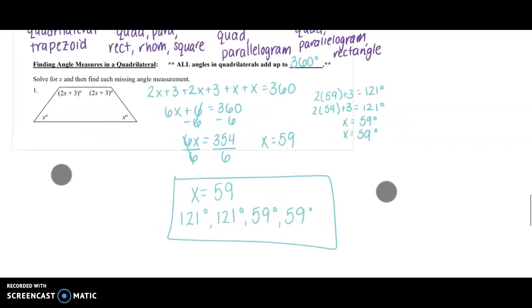Okay, so again, you might want to go ahead and pause the video and actually check your work against mine, but you should have added up all the angle measures, set it equal to 360, and solved for x, which should have been 59, and then plugged that in to figure out what all of the angle measures would be. So 121, 121, 59, and 59.